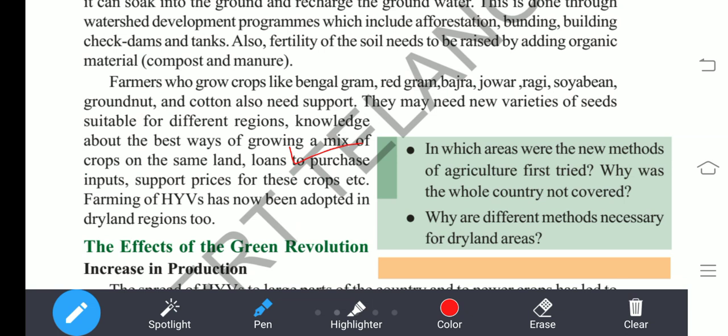So what we have seen is what dryland agriculture is, how much percentage of dryland cultivation there is in India, what the challenges of dryland cultivation are, and what programs should be adopted for increasing the fertility in dryland. Okay, let us see the effects of the green revolution.